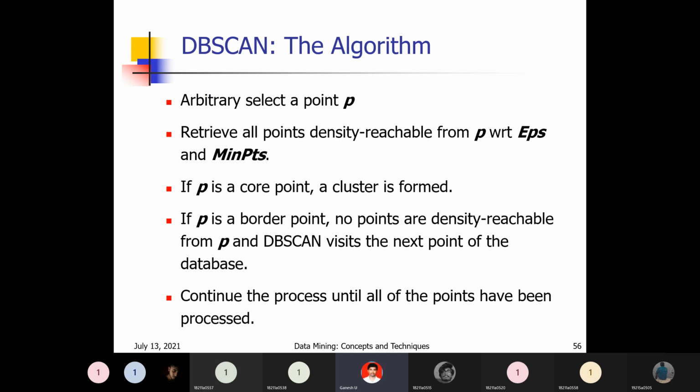See, arbitrarily select a point P. We are selecting a point, any point you can select. Retrieve all points density reachable from P with respect to epsilon and minimum points. You are taking epsilon and minimum points. Along with P, you draw a circle with epsilon radius. In that, whether the minimum points are satisfied or not is nothing but whether all points are density reachable from P or not. You are checking whether the points are density reachable.